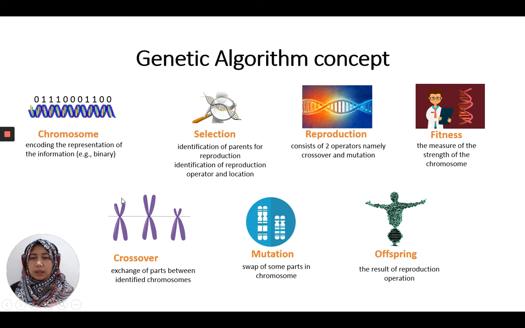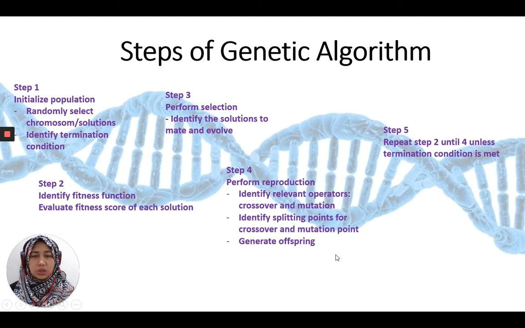If you see in the picture there, the dotted lines indicate the splitting points. So crossover is the exchange of the parts between the identified chromosomes. Then mutation allows us to swap some parts in the chromosome. All these are to be able to generate better offspring based on the reproduction.